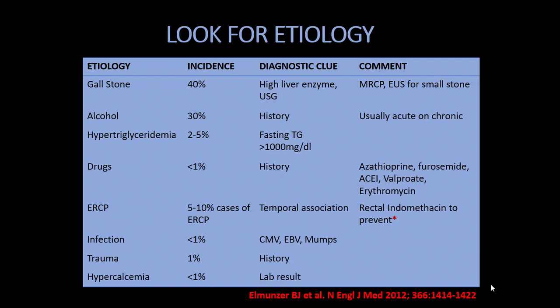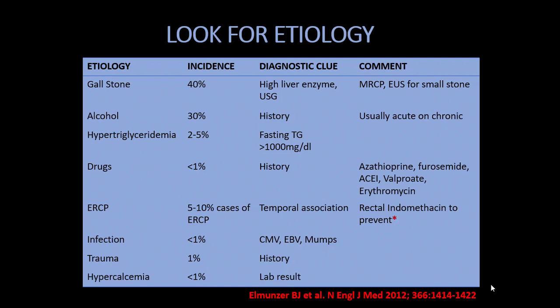After the diagnosis, we should also look for the etiology. What are the most common etiologies for acute pancreatitis? Gallstones and alcohol are the most common causes. Others are hypertriglyceridemia and drugs like azathioprine, furosemide, ACE inhibitors, valproate, and erythromycin. These are the common drugs that can cause acute pancreatitis.